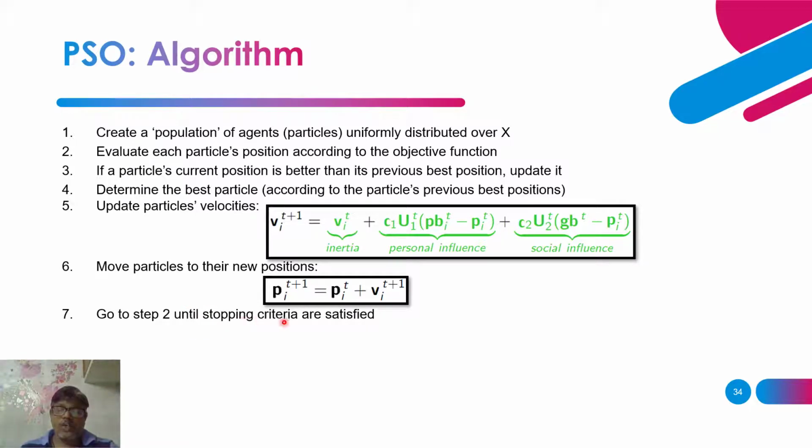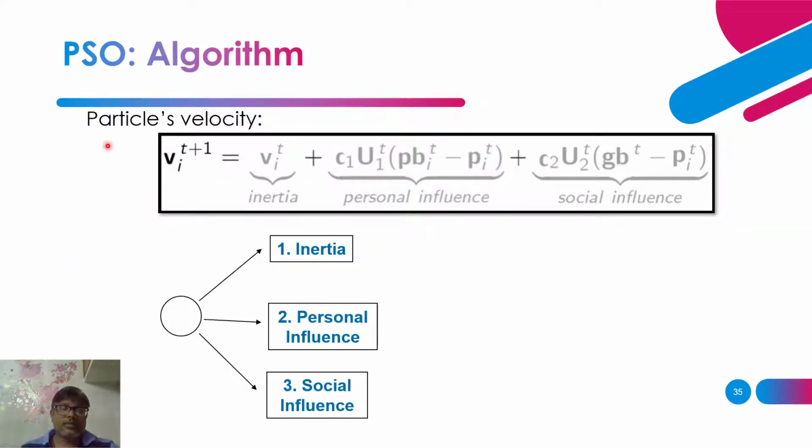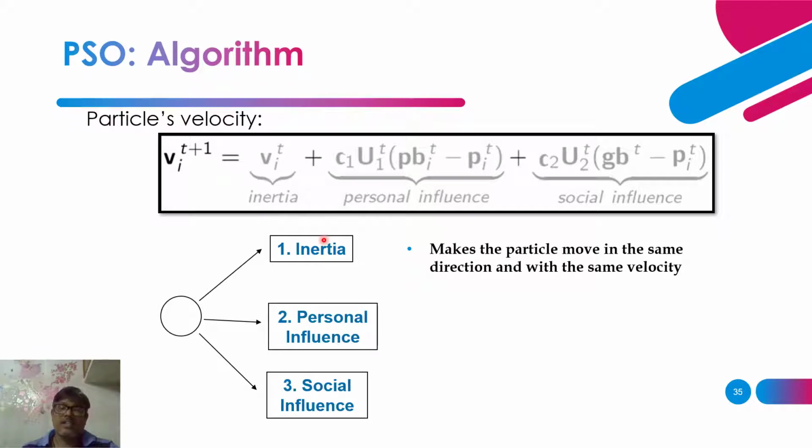Now we'll continue the algorithm. What is the particle velocity? There are three velocity components available: one is inertia, then personal influence and social influence. What are these used for? Let us see. First, inertia makes the particle move in the same direction and with the same velocity. As I told you already, if there are already some known velocities, the inertia, the first parameter, will contribute to the particles moving in the same direction with the same velocity.